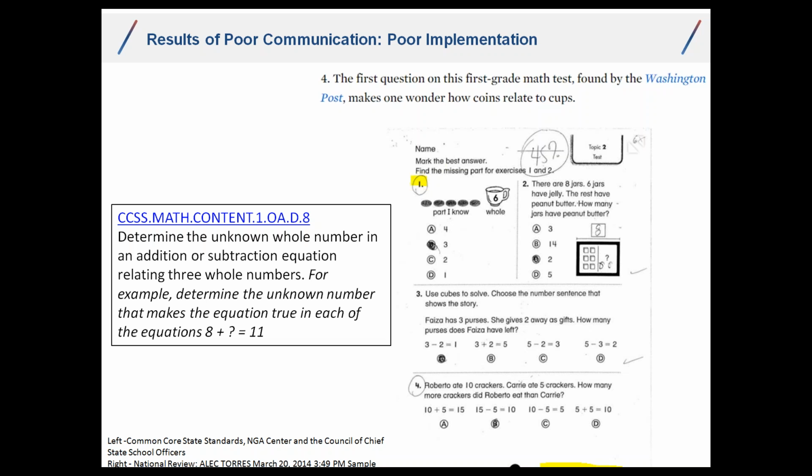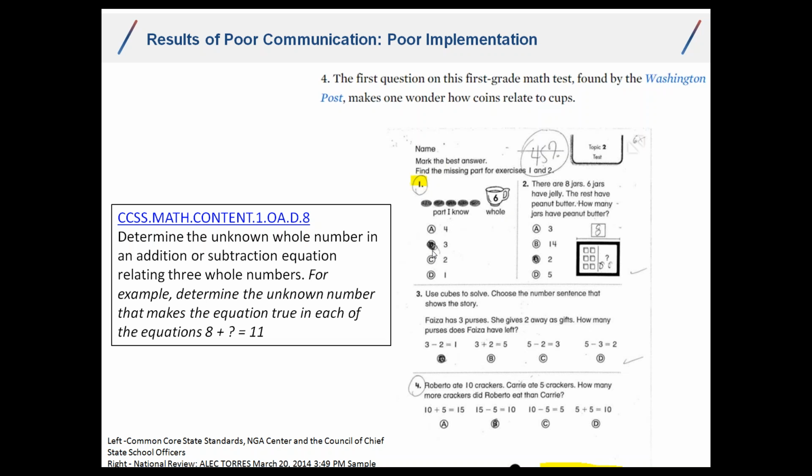And this is another example. What's interesting is that this example, and I'm not going to say the name, but perhaps you can decipher it from the bottom, was made by a major, multi-billion-dollar publisher. You can see here question number 1, find the missing part for exercises 1 and 2. The part I know, the whole. There's really not even a question here. It's unfortunately just a poor resource.